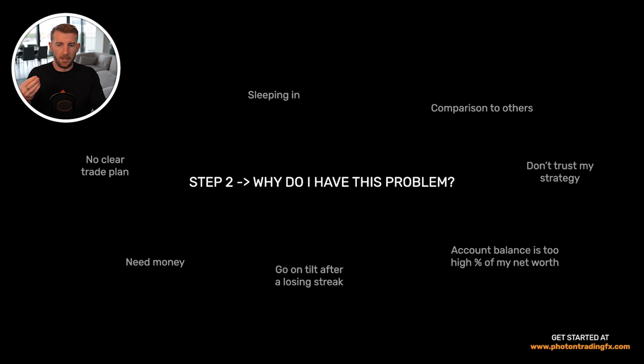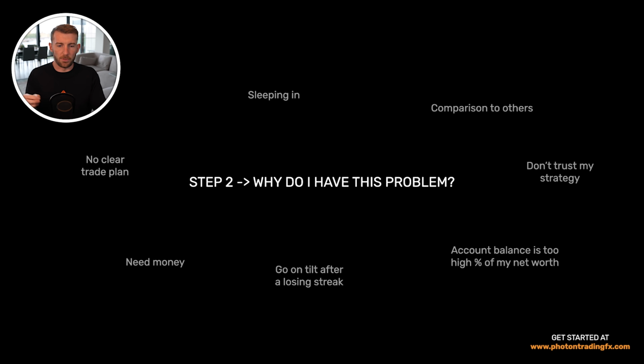That's step 1. So step 2 is then asking the question, why do I have that problem? And this can be quite a tricky step, but it's probably the most important step to actually being able to implement the correct solution. So you might need to ask why multiple times. So you keep digging down and down and down until you find the true cause of why you have that problem. So for instance, if you're missing trades, is it because you're sleeping in? If you're over trading, is it because you're comparing yourself to others?